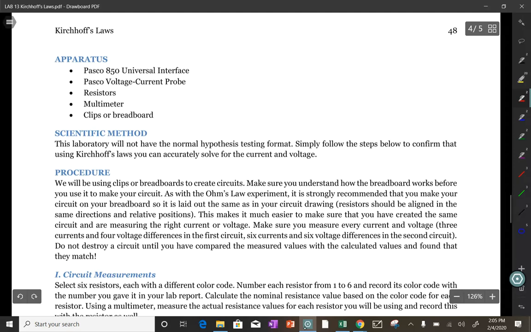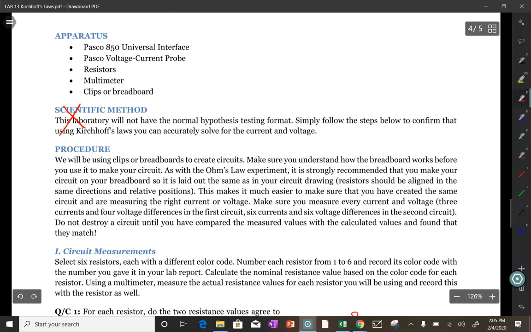Now, the only thing that I think really needs to be covered before you get started is, first of all, scientific method. We're not doing the scientific method portion this time. That's what that little paragraph says, is we're not doing it. You're using breadboards just like before. You'll need 6 distinct different resistors. That is 6 resistors, each with a different color code. So no 2 resistors with the same color code. Resistors are up here. Come and grab 6. Make sure the color codes are different.